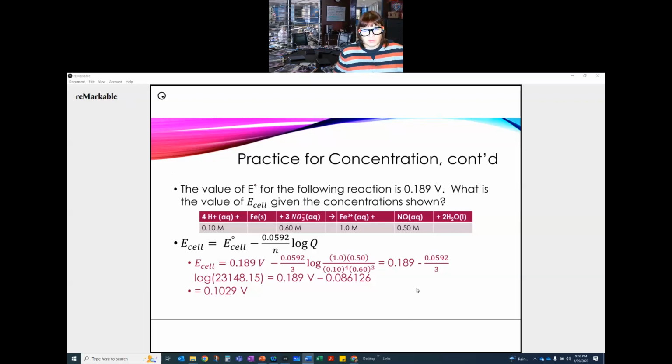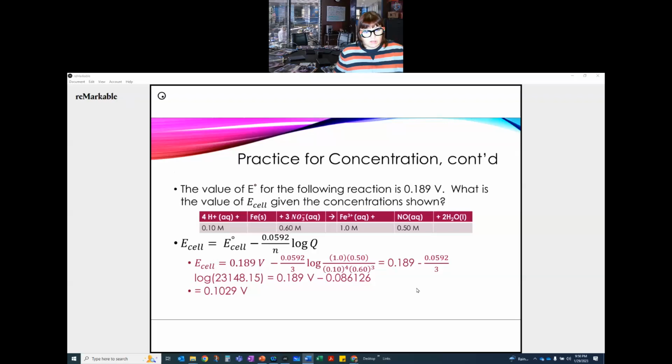Second, the value of E naught for the following reaction is 0.189. What's the value of E cell given the concentrations shown? So I have 4H+ plus Fe solid plus NO3- goes to Fe3+ plus NO plus 2H2O. H2O doesn't appear, so I love that. Fe solid doesn't appear, so I love that.